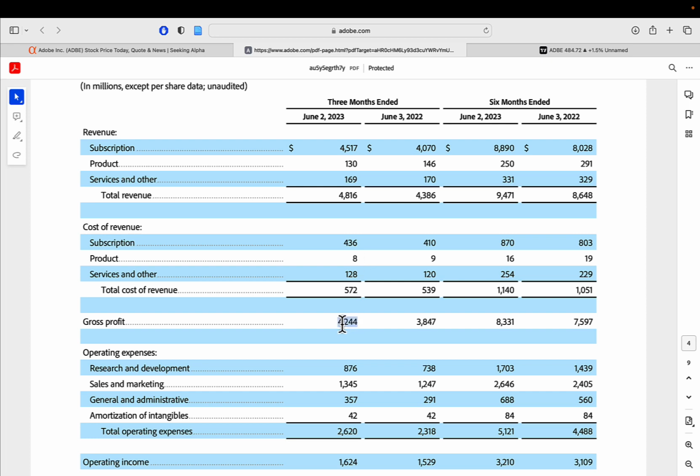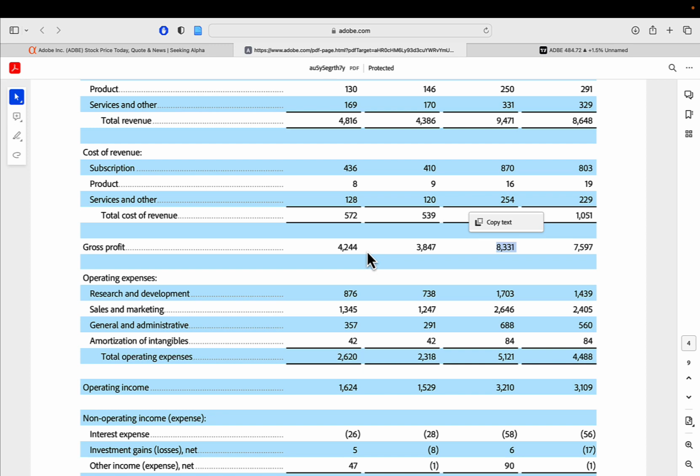And you can see that from their gross profit. From $4.8 billion in top line revenue, $4.2 billion flows down to gross profit. So that is an incredible gross profit margin, close to 90%. On a six-month basis, you can see this has held very nicely. Gross profit on a six-month basis is up from $7.5 billion all the way up to $8.3 billion.